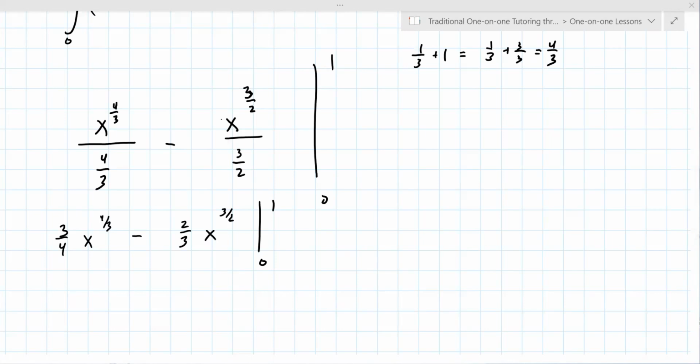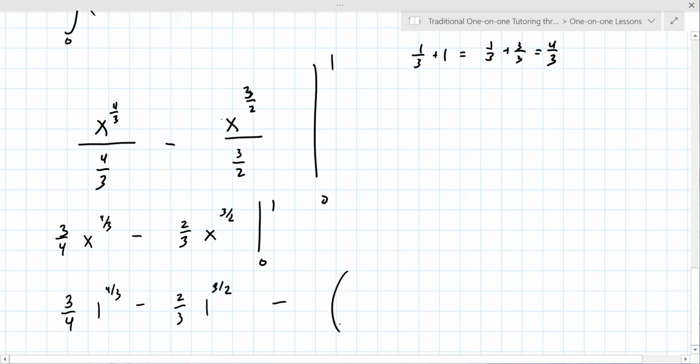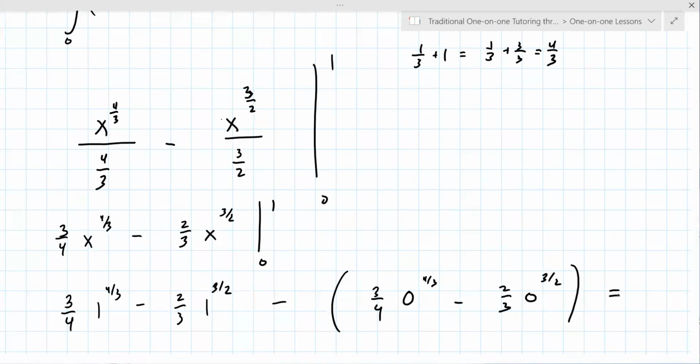Okay, so now you evaluate at the endpoints. You don't really have to worry about the 0 because that's not going to do anything. Anything 1 to any power is always 1, so it's just 3/4 minus 2/3. That would be times 4. 9 over 12 minus 8 over 12, 1/12. Yep, 1/12.